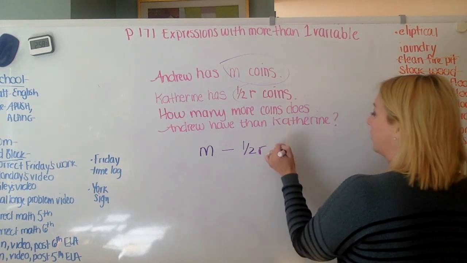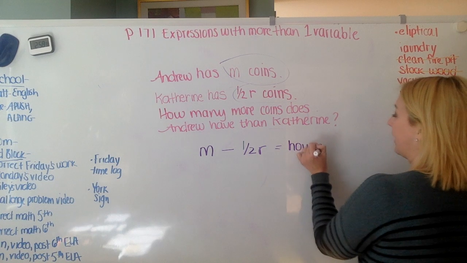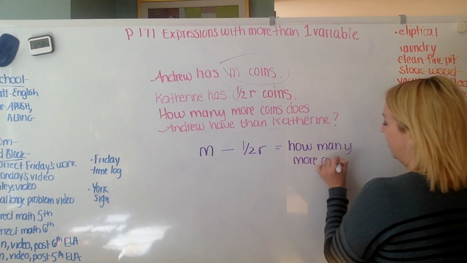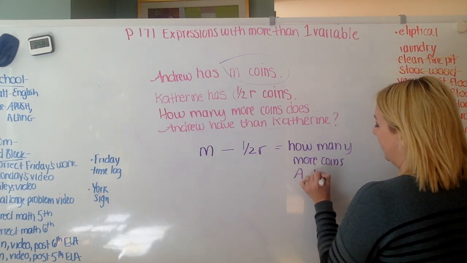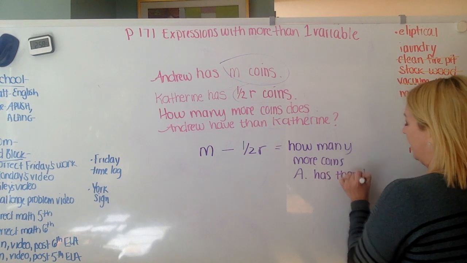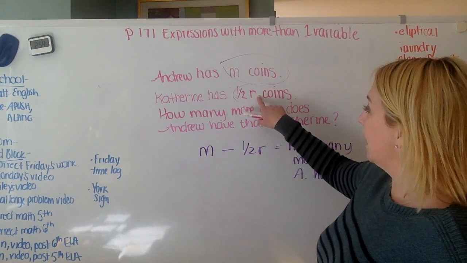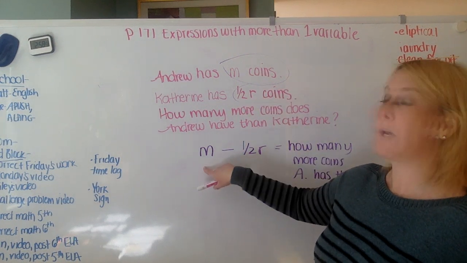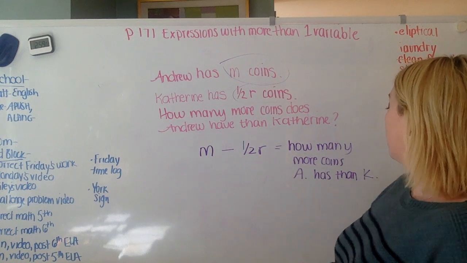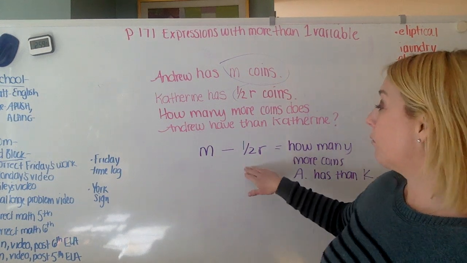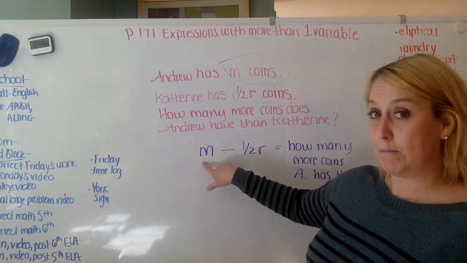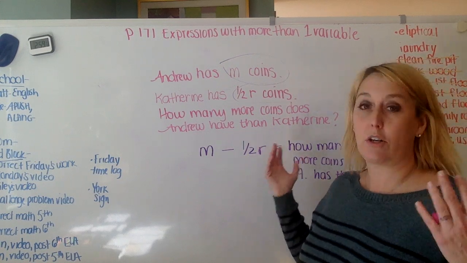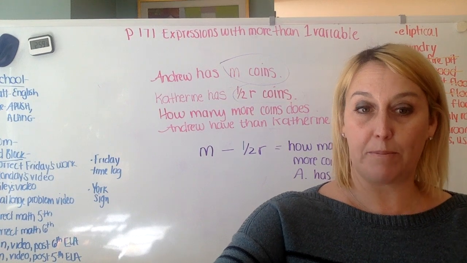And that is going to equal how many more coins Andrew has than Catherine. M represents Andrew. We're going to take away Catherine's amount, which is a half of an R. And once you take the half R away from Andrew's amount, whatever's left over is how many more coins Andrew has than Catherine. And we can't simplify this any further because we have an M variable and an R variable, and we've got subtraction here. These are not like terms, so we're done. All right, let's try another one.